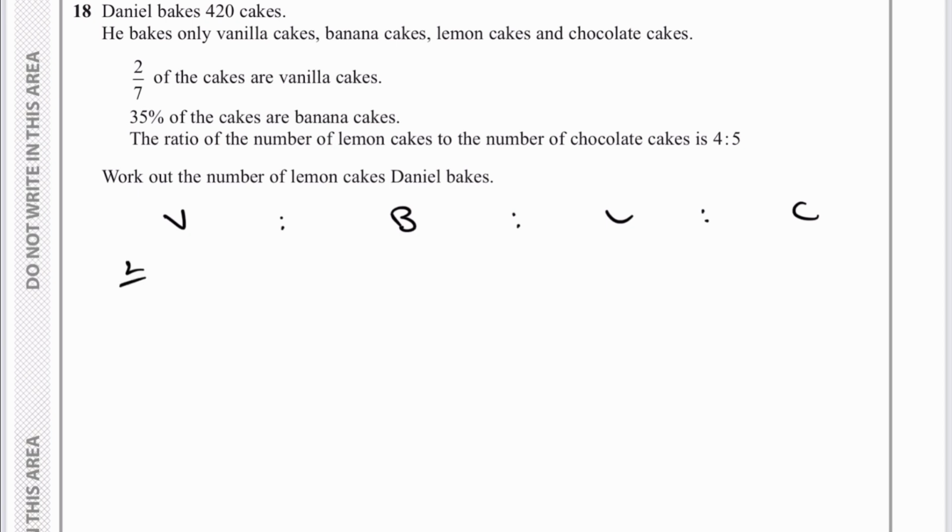So we've got 2/7 of 420 cakes. Well, that means there must be 120 vanilla. And then it says 35% of the cakes are banana.